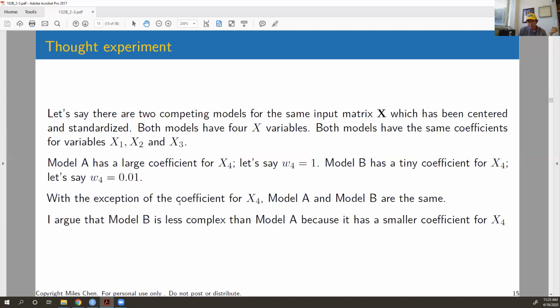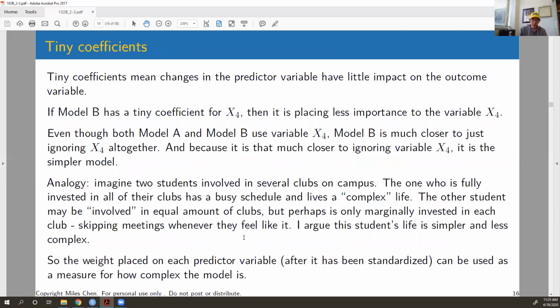And I would argue that model B is less complex than model A because it has a smaller coefficient for the x4 term. Just this reason alone, W4 being 1 versus W4 equal to 0.01, I would say is enough to say that model B is simpler or less complicated than model A.